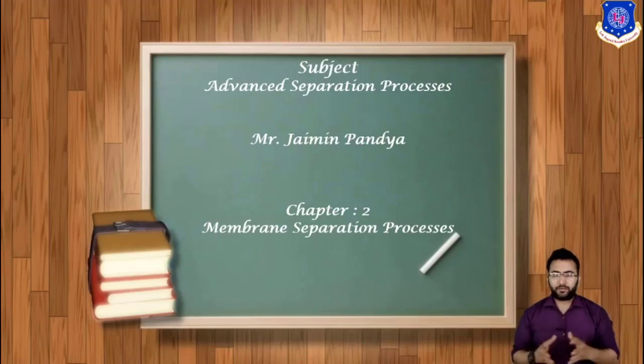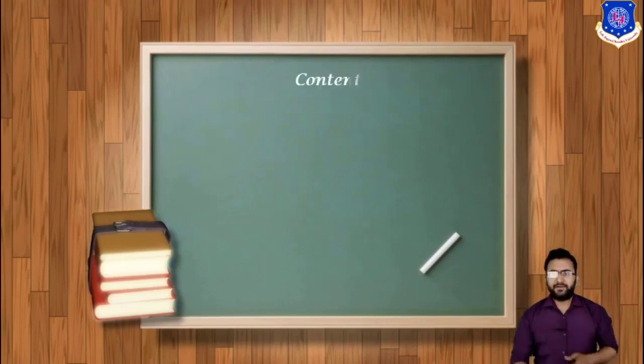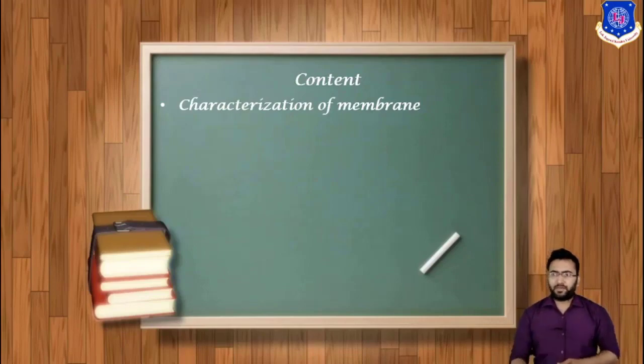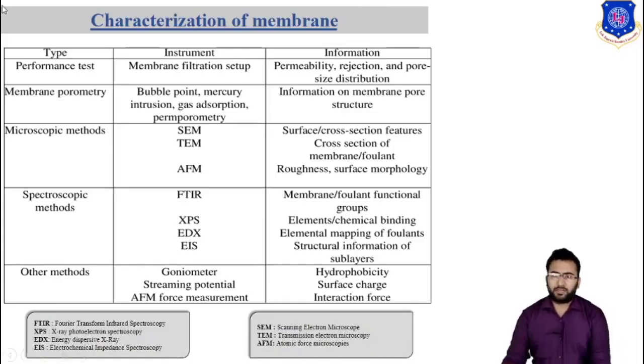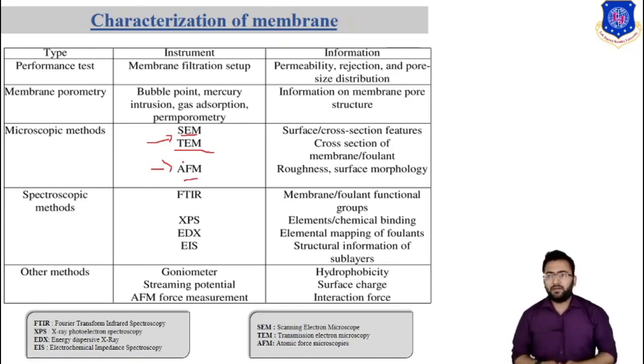So let's continue with chapter number 2, which is the membrane separation process. In this lecture, we will discuss various techniques for the characterization of membrane. In the previous lecture we talked about TEM, which means transmission electron microscopy. Apart from TEM, there are two more microscopic techniques, SEM and AFM. SEM means scanning electron microscopy and AFM means atomic force microscopy. So let us understand the difference between TEM, SEM and AFM.